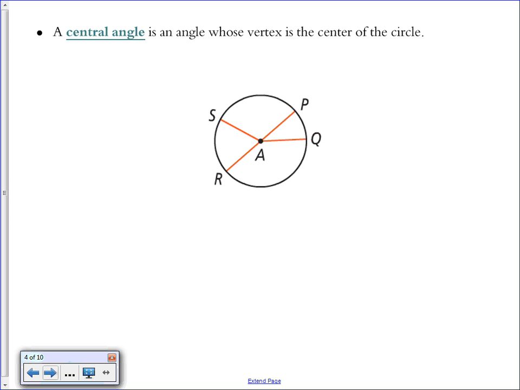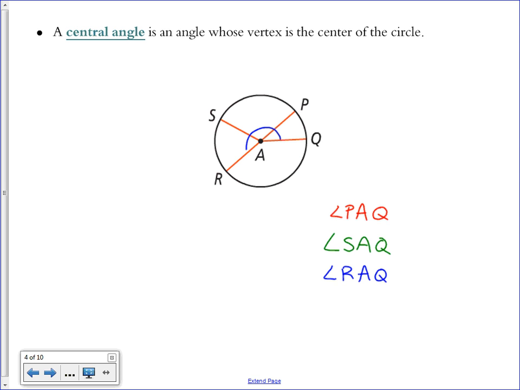A central angle is an angle whose vertex is the center of the circle. For example, angle PAQ would be called a central angle because the center of that angle is the center of the circle. So the vertex of the angle is the center of the circle. PAQ is an example of an acute one. We could also have an obtuse one. That would be like angle SAQ, sorry. And you can actually have a central angle that's more than 180 degrees. That would be something like this angle, angle RAQ.